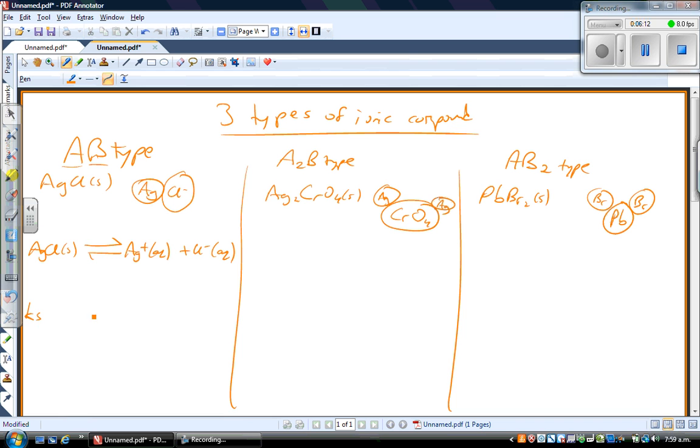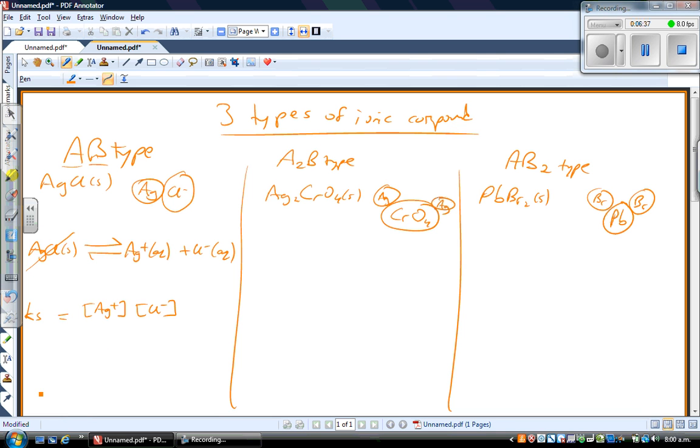So the Ks expression is simply the concentration of Ag+ times the concentration of Cl-. The reason we don't include the AgCl is because it's now considered to be a saturated solution, so its concentration is unchanging, so we just give it the value of 1, and therefore it's not in the expression. So the Ks expression is simply Ag+ times Cl-.